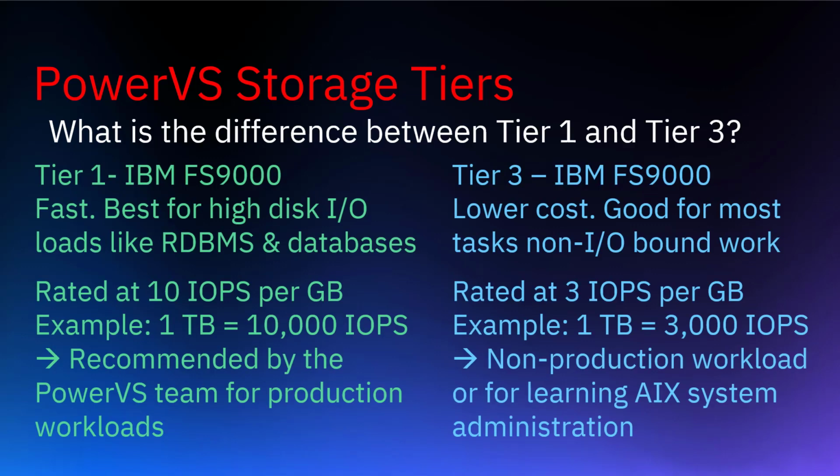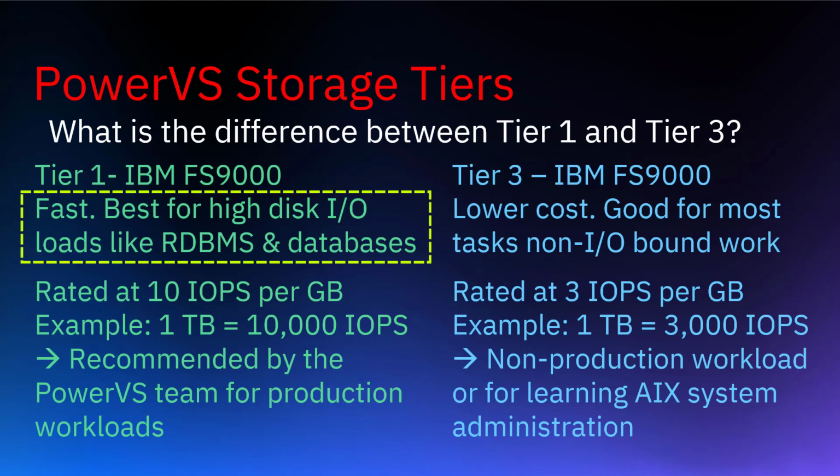Well, I looked up the publicly available information. Tier 1 is based on an IBM Flash System 9000, which is pretty much our top gun disk subsystem for performance and function. But Tier 3 is sitting on the same set of disks, so it's not that. The buzzword for Tier 1 is it's fast. It's best for high disk I/O workloads like relational databases or databases of any sort, any workload that has to commit things to the disk or read things off a disk as fast as possible. This is what you want, Tier 1.